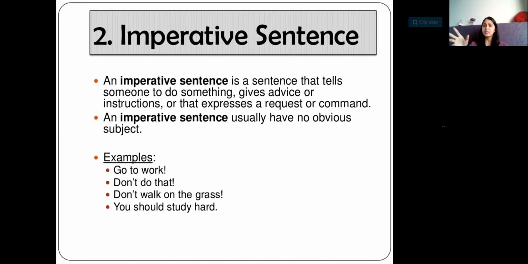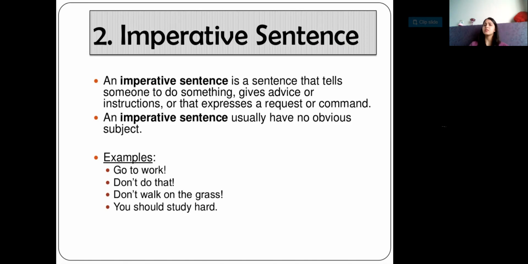You can directly say it, and you can directly understand whether it's an instruction, an advice, a request, or a command. All right, let's take the examples. Go to work. Now this is a command. All right, or maybe it can also be counted as an instruction. So it is an imperative sentence.